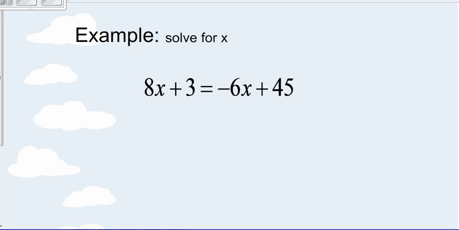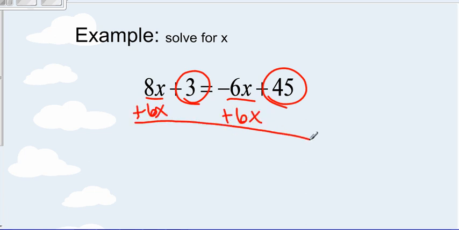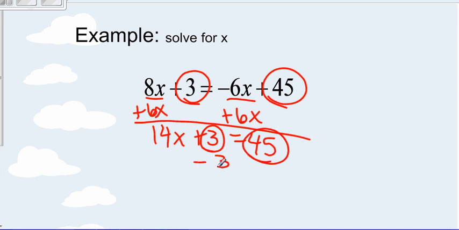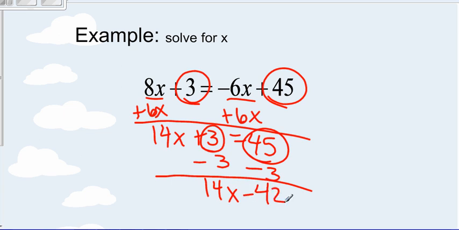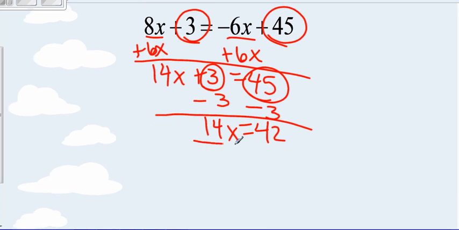Okay, here now we have terms on both sides. Again, I'm going to underline my variables, circle my numbers, so I need all my circles on one side and all my underlines on the other. I like things to be positive, so I'm going to add 6x to both sides. So I'm going to get 14x plus 3 equals 45. My circles are still not on the same side, so I'm going to subtract 3. So I get 14x equals 42. Then I'm going to divide by 14. So we will get x to equal 3.